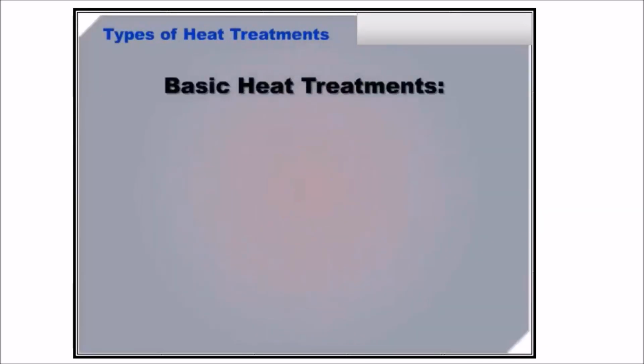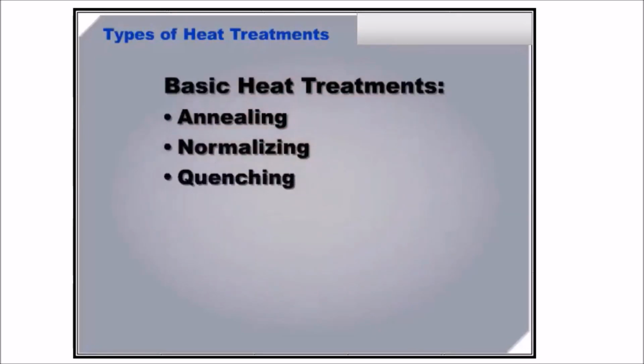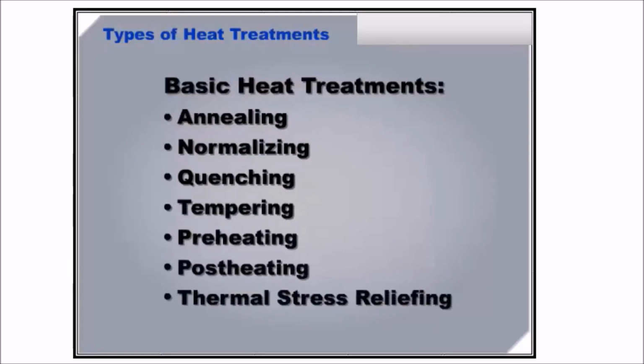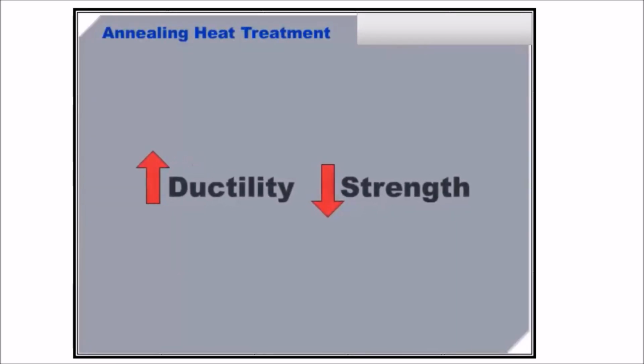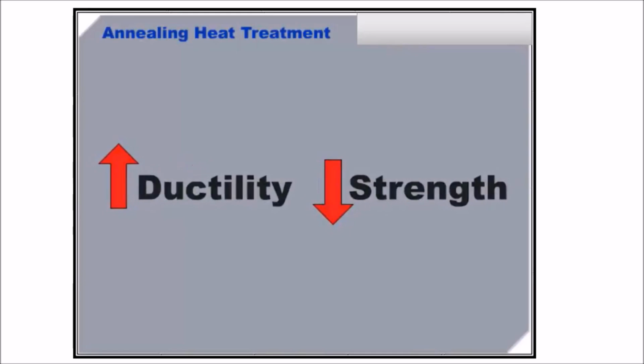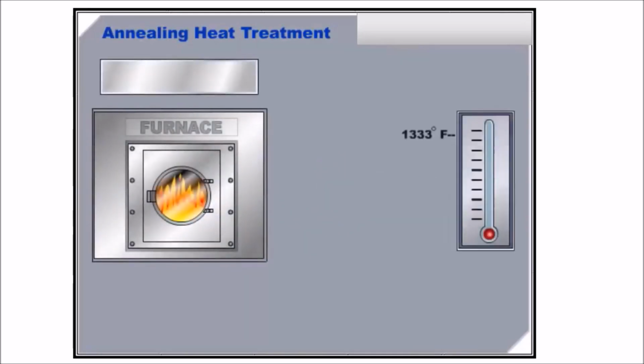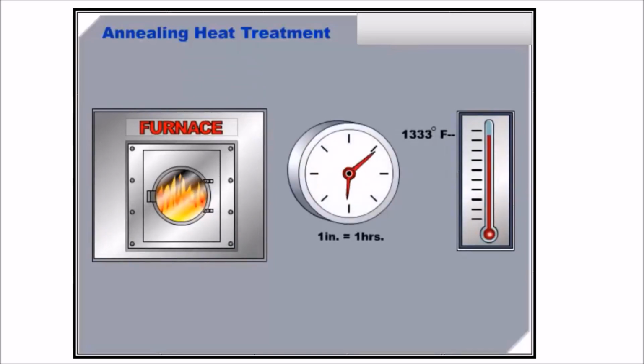The basic heat treatments include annealing, normalizing, quenching, tempering, preheating, postheating, and thermal stress relieving. Annealing is a softening treatment used to increase the metal's ductility at the expense of its strength. To accomplish annealing, the metal is raised just into the austenitic range, held for 1 hour per inch of thickness, or a minimum of 1 hour, and then cooled very slowly.